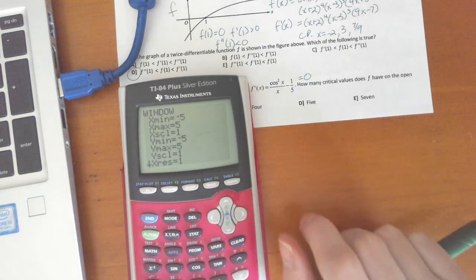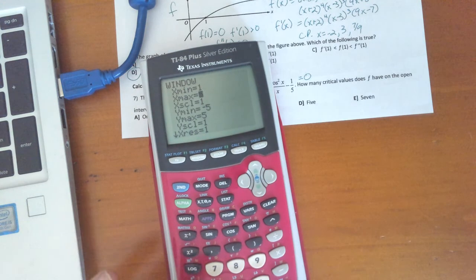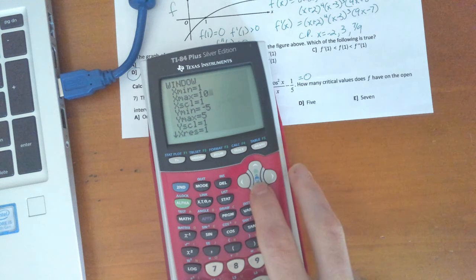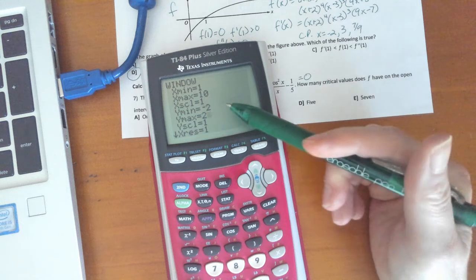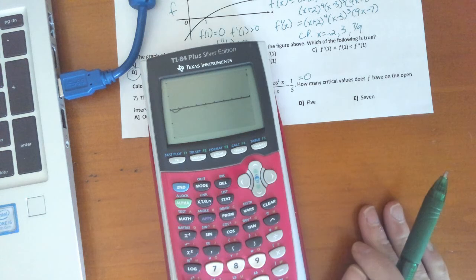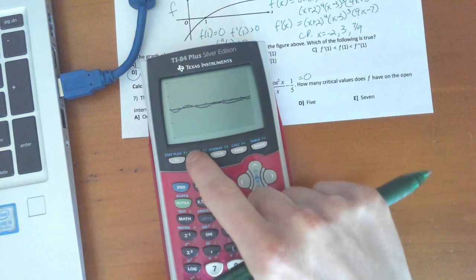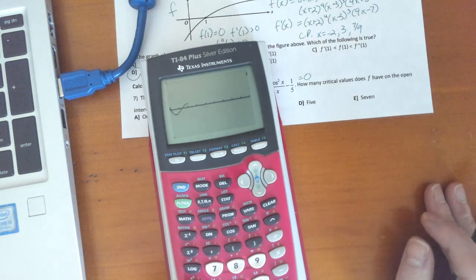You want to change your window. It says on the open interval 0 to 10. And since we're looking for where y equals 0, we can even change our y values -2 to 2 or -1 to 1 because we only care about where y is going to be equal to 0. And then we can graph this. So we're looking for where it is equal to 0. And I'm going to even make my y's smaller, so we can clearly see from -1 to 1.